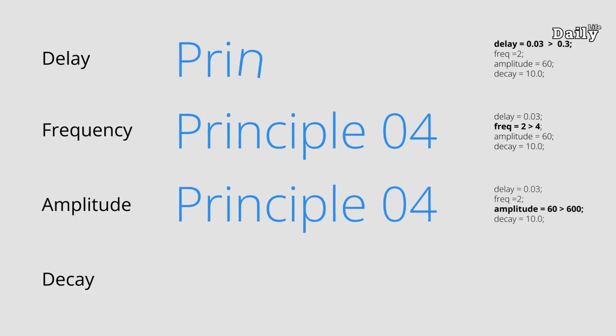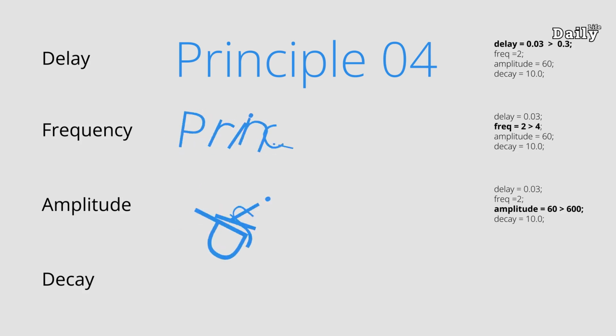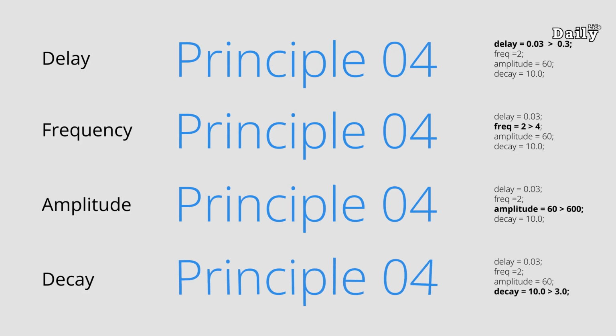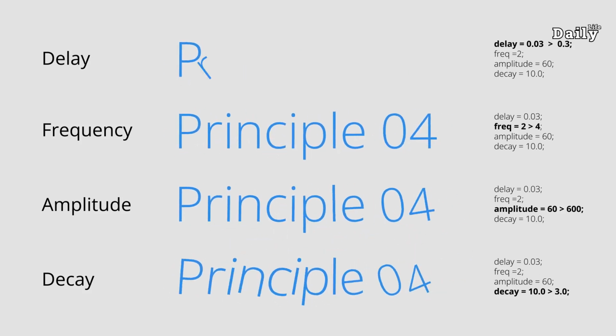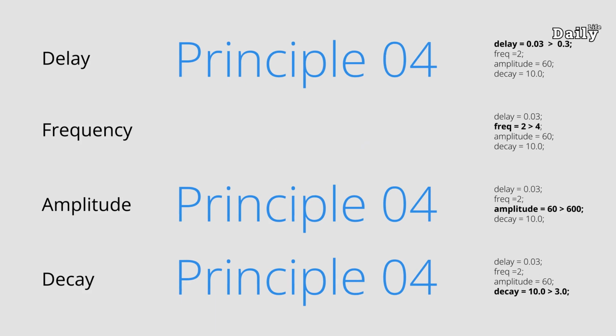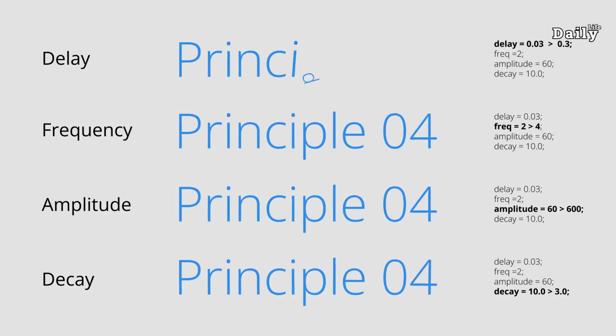Amplitude. This defines how far each character moves from its starting position. In this case, it moves 60 pixels in both directions, giving it a nice bouncy feel. Decay. This controls how quickly the bouncing fades out over time. A high decay means the movement slows down quickly, giving it a smooth, natural easing effect. You can easily edit these values to change the movement.